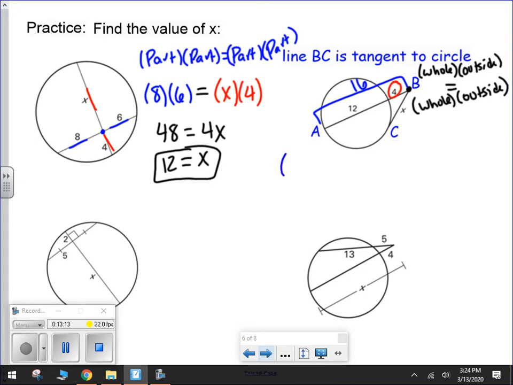Well, the whole is x, and the part is x. So in this case, I'm going to have x times x. 16 times 4 is 64, and x times x is x squared. And to undo the square, I need to square root both sides. I don't have to worry about plus or minus because x represents the whole length. So my x equals 8.